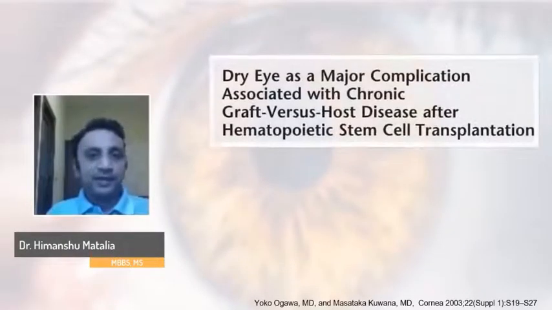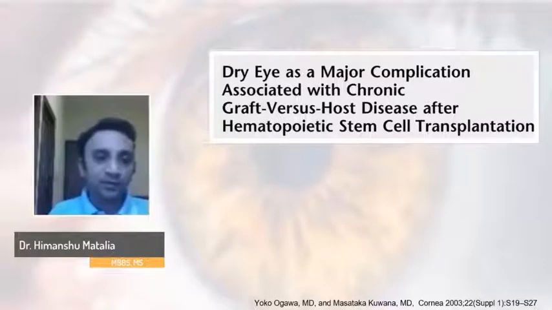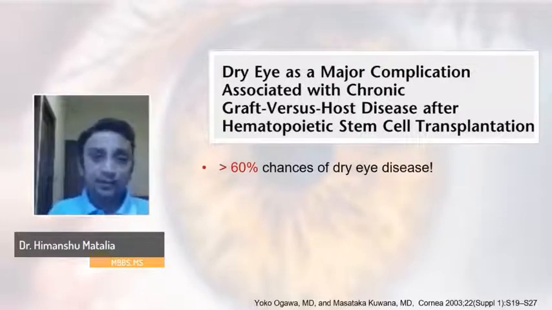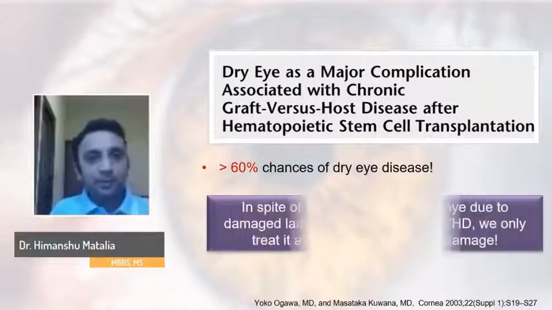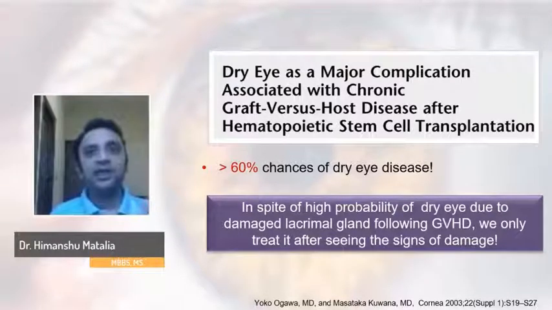Take an example of GVHD. GVHD typically occurs with allogenic stem cell transplant or bone marrow transplant, and according to one study, more than 60% would end up with dry eye. In my experience, where I closely work with the bone marrow transplant unit, most of the patients at some point in their life do end up with GVHD. So the problem is that in spite of a very high probability of dry eye due to GVHD, we would not call it a disease or dry eye till we see the sign of damage.